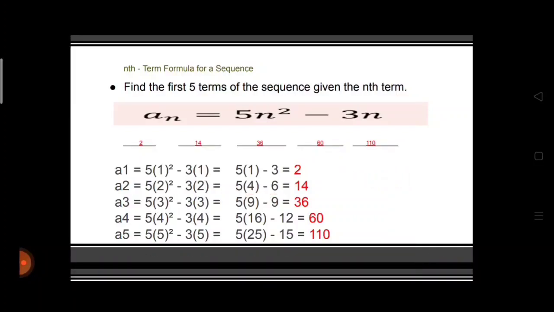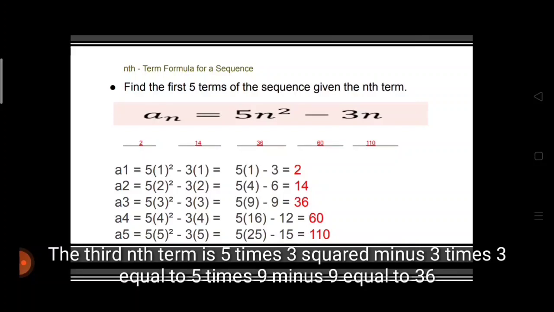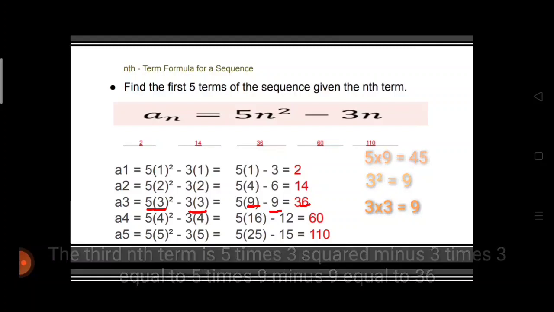And then the third term is 5 times 3 squared minus 3 times 3, equal to 5 times 9. Because of the square, 3 times 3 is equal to 9. Then minus 9, since 3 times 3 is 9. Then 9 times 5 is equal to 45. Then minus 9 is equal to 36. So that's the third term of the sequence.